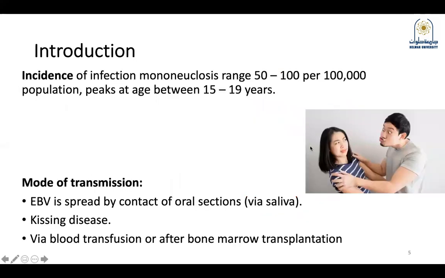We will start with infectious mononucleosis. The incidence of infectious mononucleosis ranges between 50 to 100 cases per 1,000 population, and it's common in younger age. The most common cause of transmission is the oral secretions via the saliva. They call it a kissing disease, but it can also be transmitted via blood transfusion or after bone marrow transplantation.